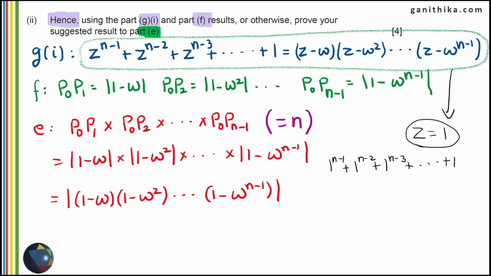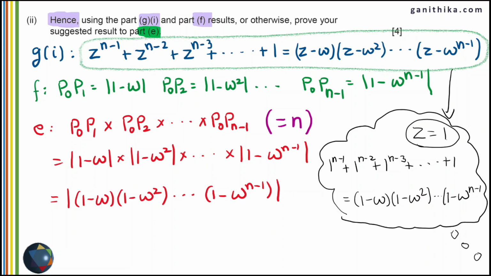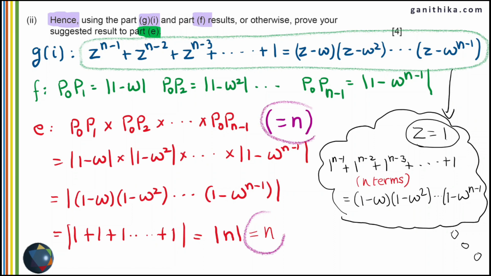We have the left hand side to be equal to 1 plus 1 plus 1 plus 1 all the way, and the right hand side to be equal to 1 minus omega times 1 minus omega square all the way up to 1 minus omega to the power of n minus 1. And this is what we have when we substitute z equal to 1 in G1, and this matches the result inside the modulus. Therefore, inside the modulus you can write this as 1 plus 1 plus 1 plus 1 all the way for n terms, because you have n terms in the left hand side of G1. Therefore, this is equal to modulus n. Since n is a positive integer, this can be written as equal to n, which is what we wanted to prove. So we have proved what we suggested to be true.